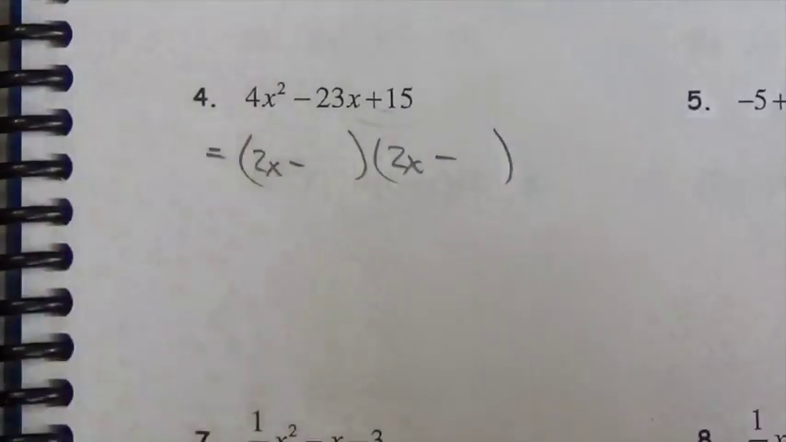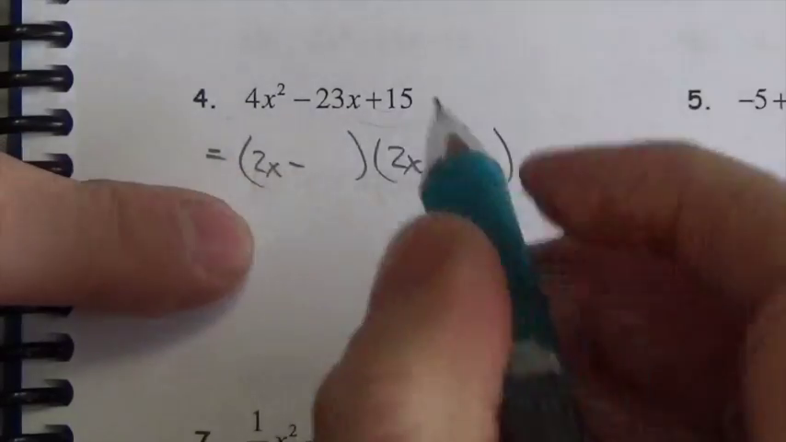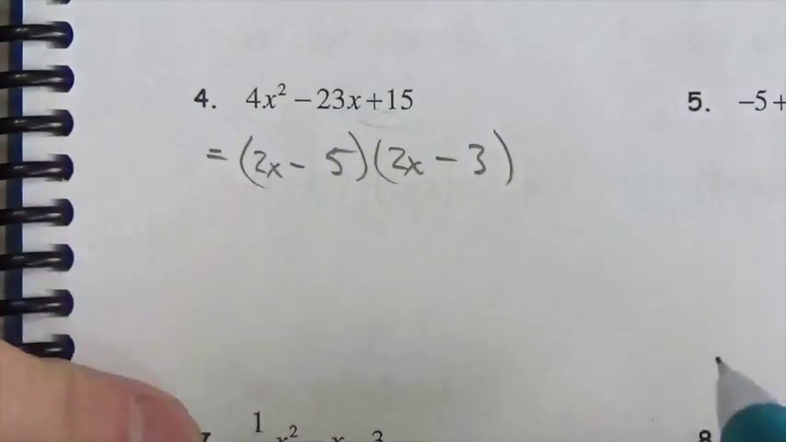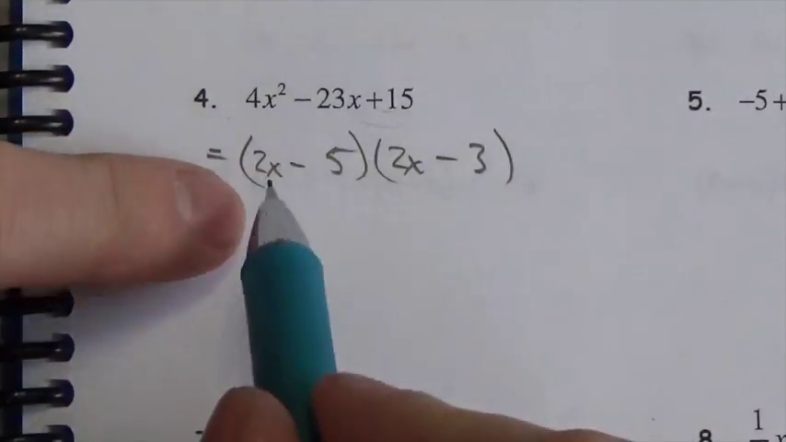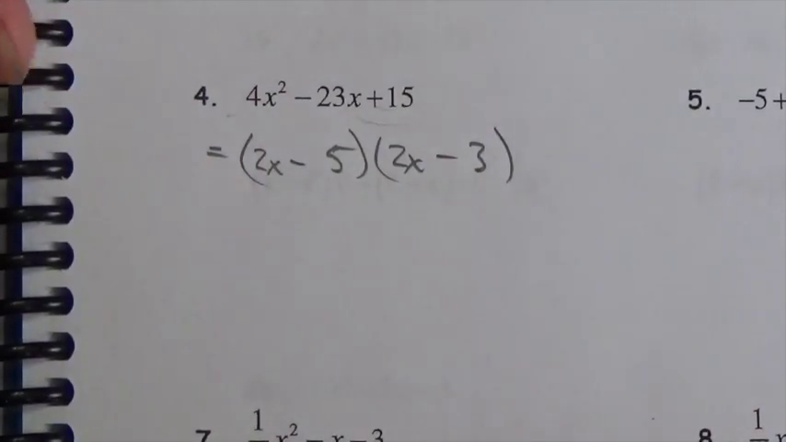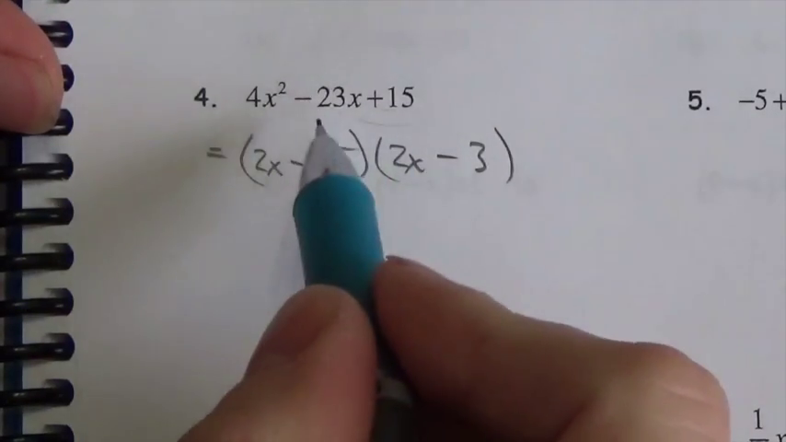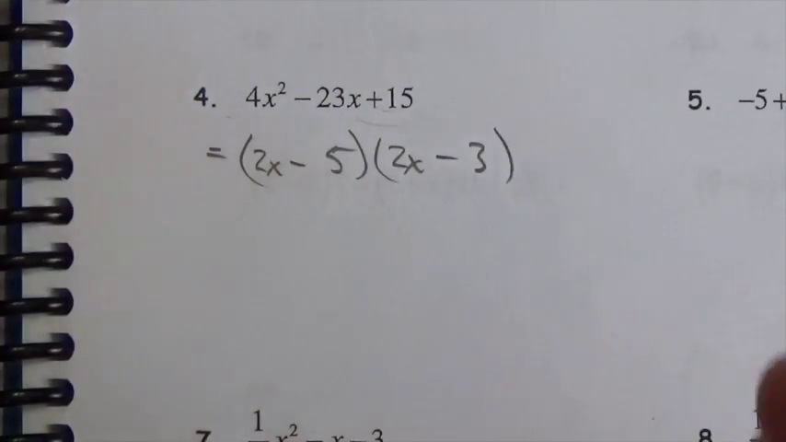Now, 15 could be 5 and 3. Now, because it's 2x and 2x, it doesn't really matter where I plug things in. Let's just do it like that. So now let's just take a look here. And remember, what we're looking for here are the middle terms. So it's going to be the outer product and the inner product that I need to check.